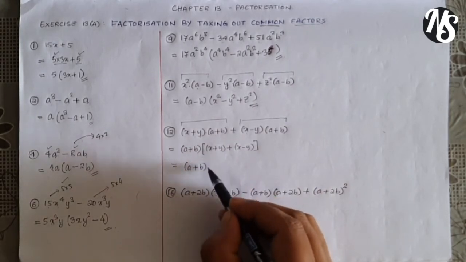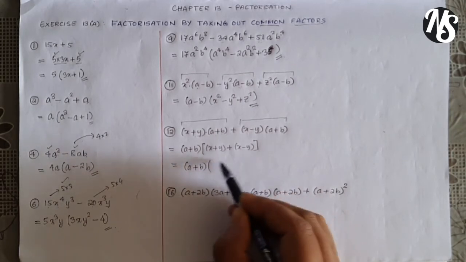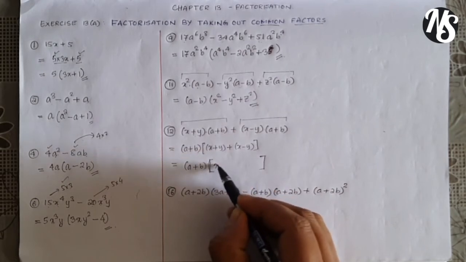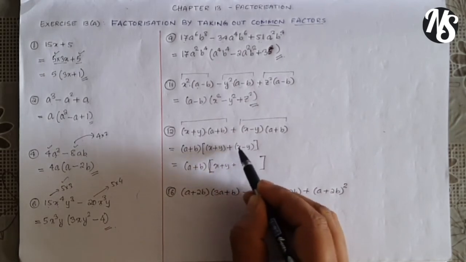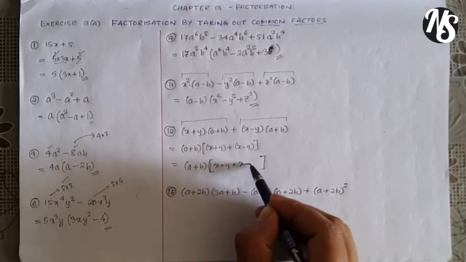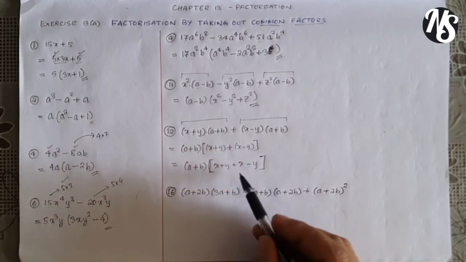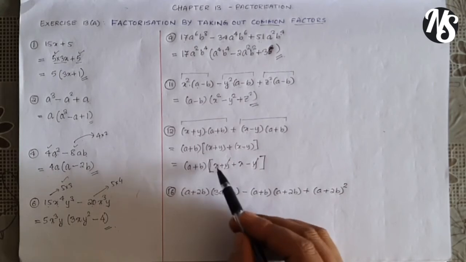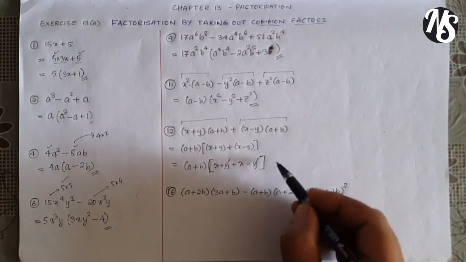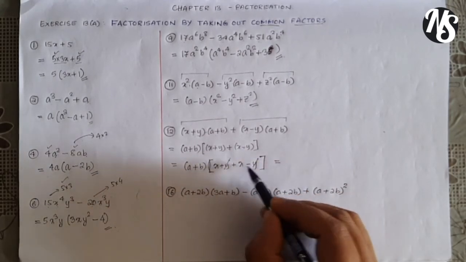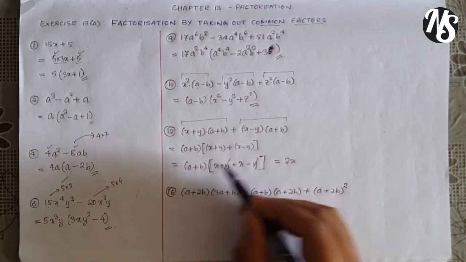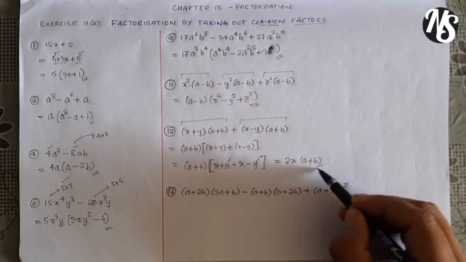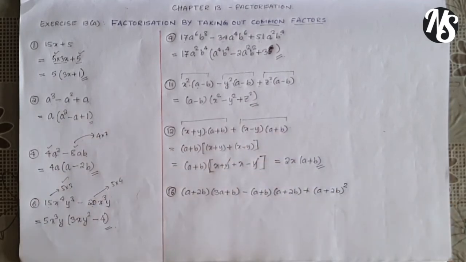Okay, now open the bracket, so we have a plus b. Let me write this bracket only for now. So we have x plus y plus x, plus into minus is minus, we have y. See here carefully, plus y and minus y get cancelled. x plus x is how much? It is 2x, isn't it? So let me write this 2x in front. We have a plus b left. So this is my answer for this particular question.